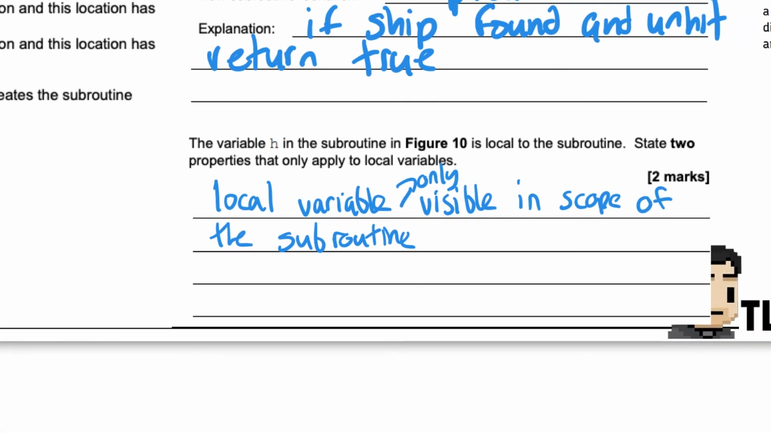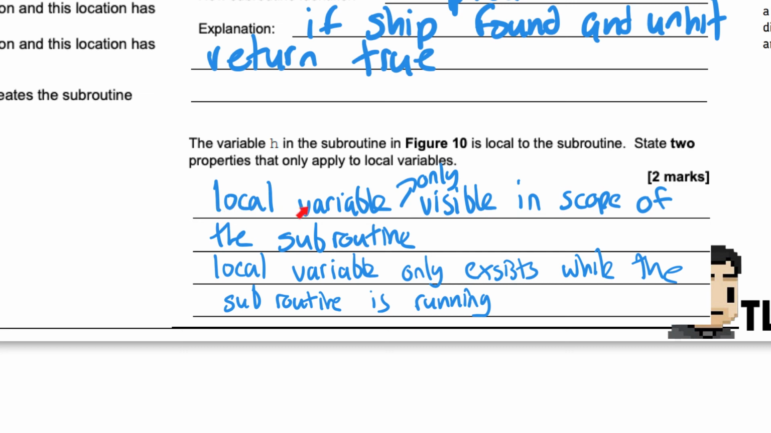What else can we say about it? Well, we can also say the variable only exists while you've called the subroutine, or while the subroutine is actually running. So part one, the local variable is only visible in the scope of the subroutine, whereas the global variable is visible throughout the scope of the code, in all of it. The local variable also only exists while the subroutine is running, while a global variable is always available to be accessed.